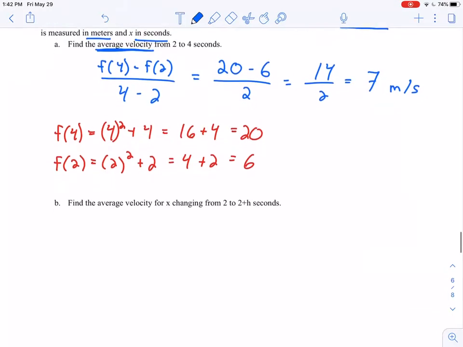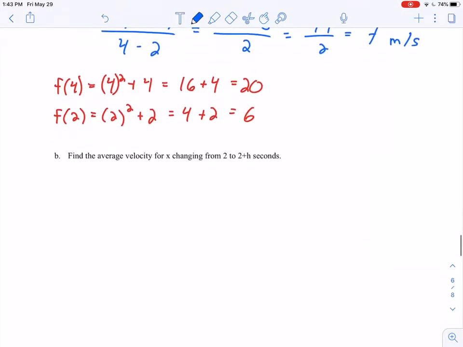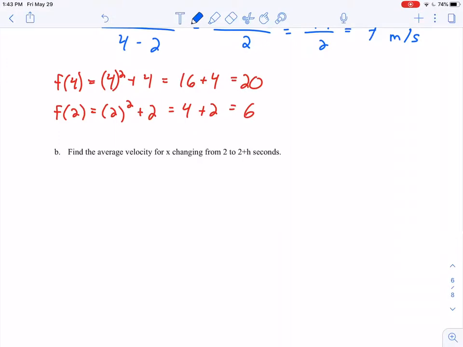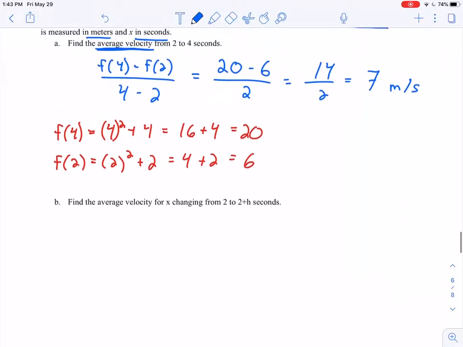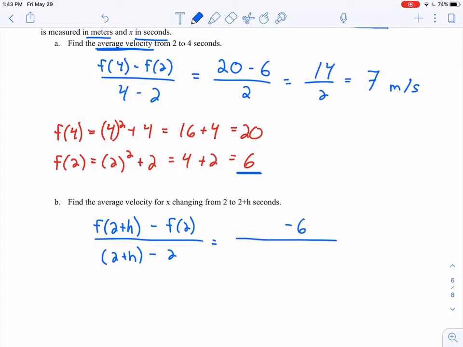Part B, we've got a very similar question. It says find the average velocity for x changing from 2 to 2 plus h seconds. So here I want to find f of 2 plus h minus f of 2 divided by 2 plus h minus 2. So some of this we can actually do. f of 2, we found f of 2 earlier. We said that was 6, so it's going to be something minus 6 divided by, in my denominator, 2 minus 2. Those two are going to be canceled. The only thing I'm left with is h then.